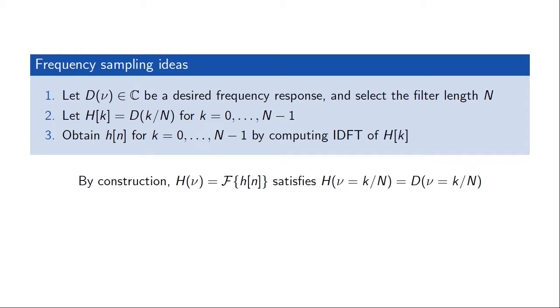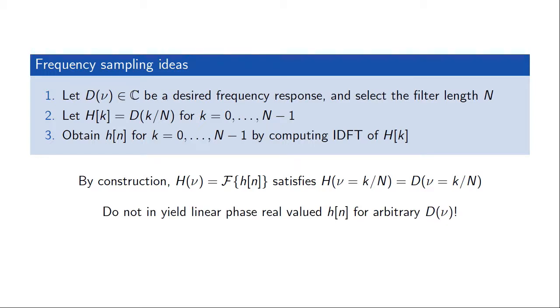However, one thing to note with this approach is that if you just pick an arbitrary desired response, it's not necessarily guaranteed that this will yield a real valued h of n, let alone a linear phase filter h of n. So there are a number of standardized designs which add some structure to the desired response, which in turn will guarantee that we get the real valued response h of n and also satisfy this linear phase property. And we'll look at that next.